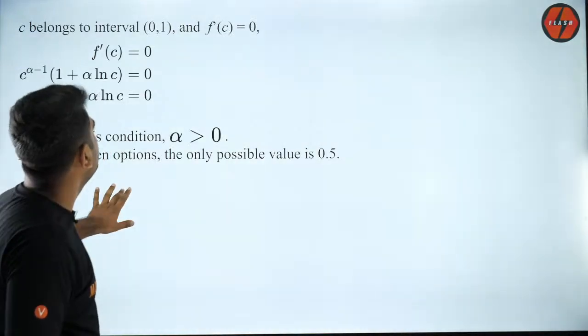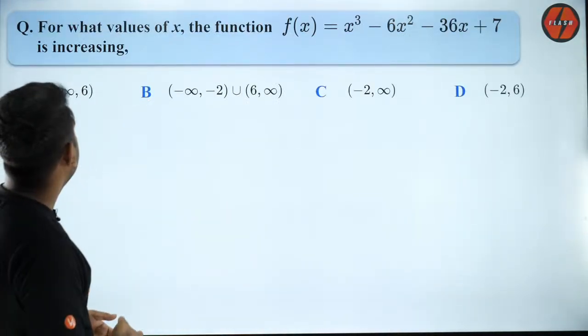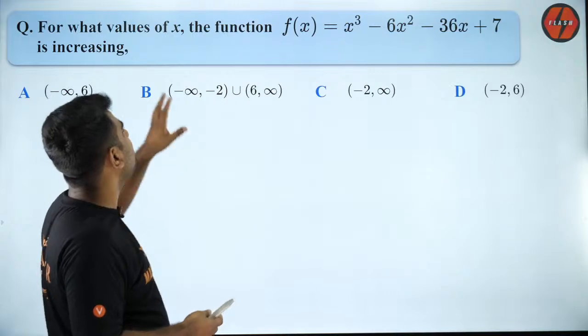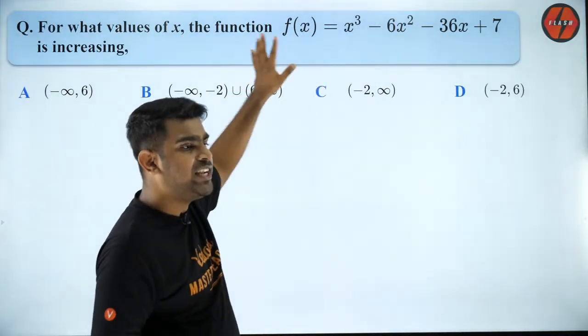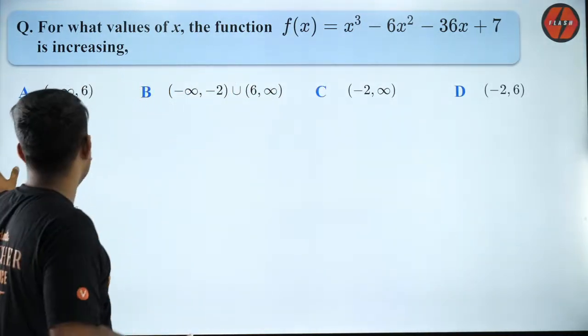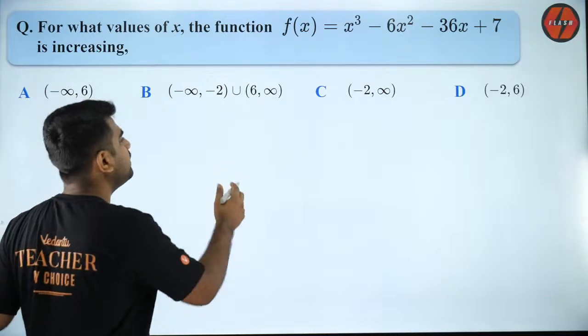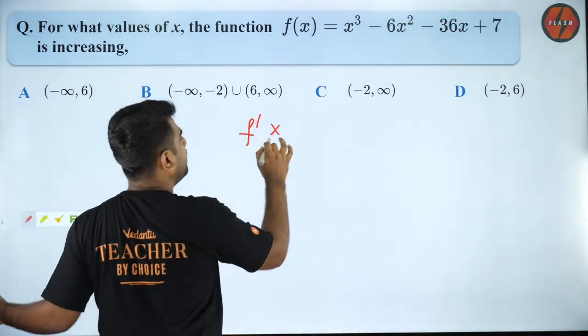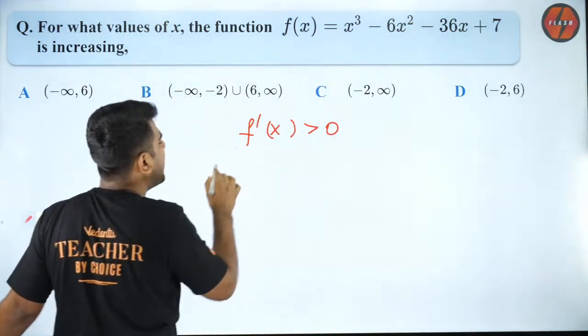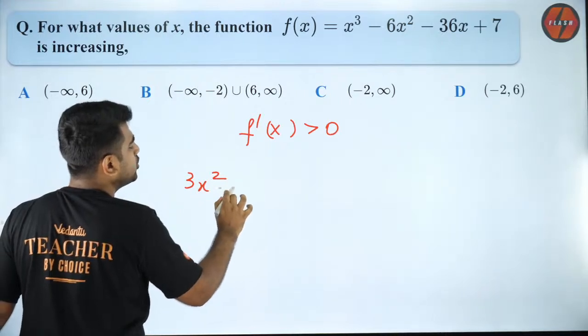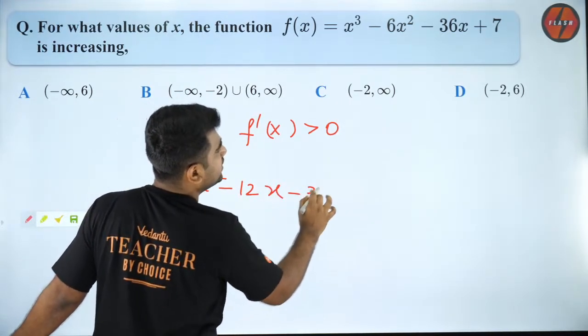So let us proceed to the next one. I want you guys to find out for what values of x the function is increasing. So what is meant by an increasing function? Increasing function means your f dash of x should be positive. So what is your f dash of x? 3x square minus 12x minus 36.